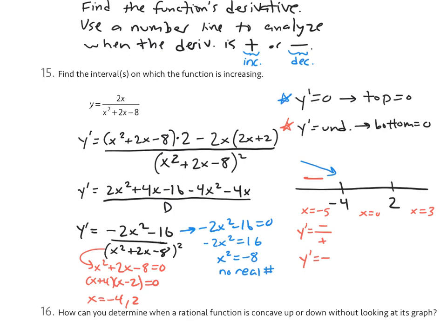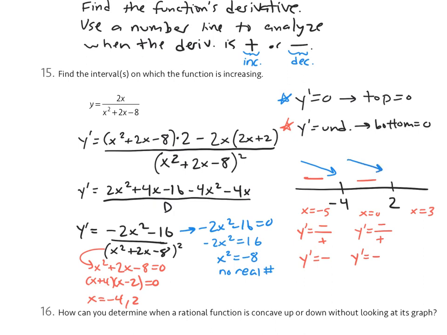Let's let x equal 0. When we plug in 0 into y prime, the top value is negative 16. That's negative. And the bottom number is negative 8, but it gets squared. So a negative number squared is positive. So that means y prime in this interval is negative. And again, then we know that the function is going to be decreasing.